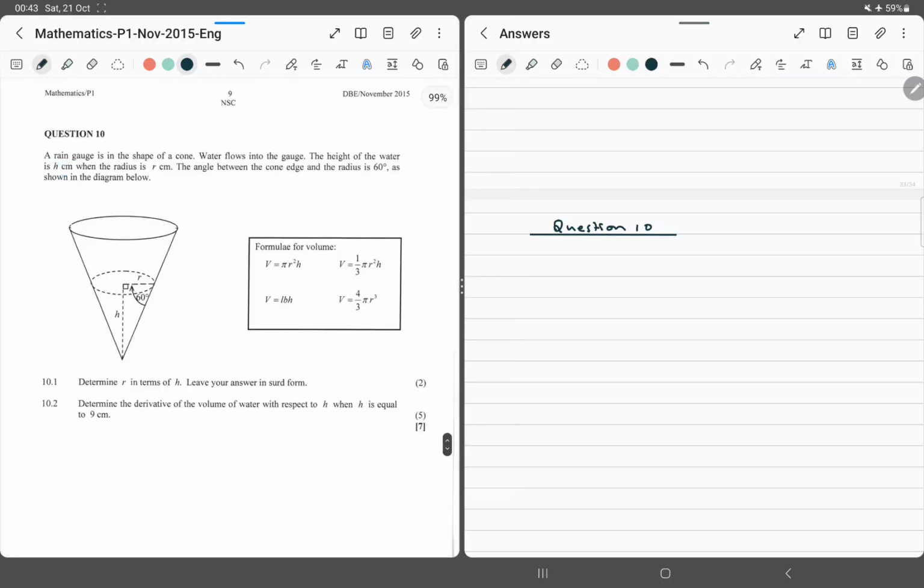Question 10 says, a rain gauge is in a shape of a cone. Okay, cool. So that means you need to know about a cone.